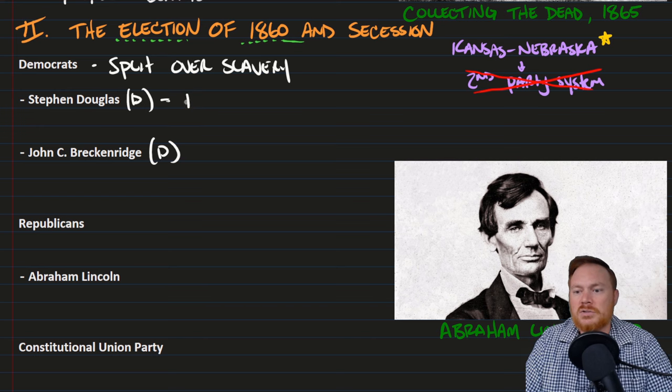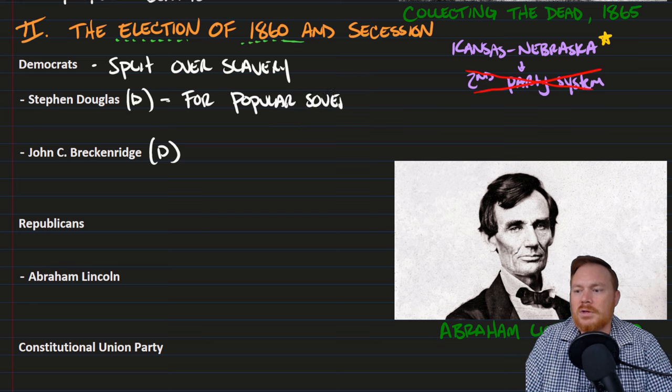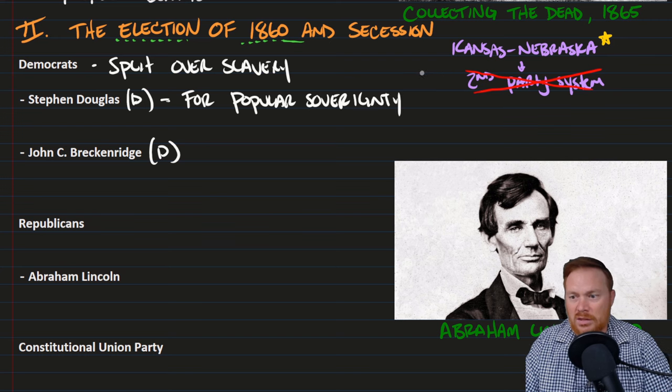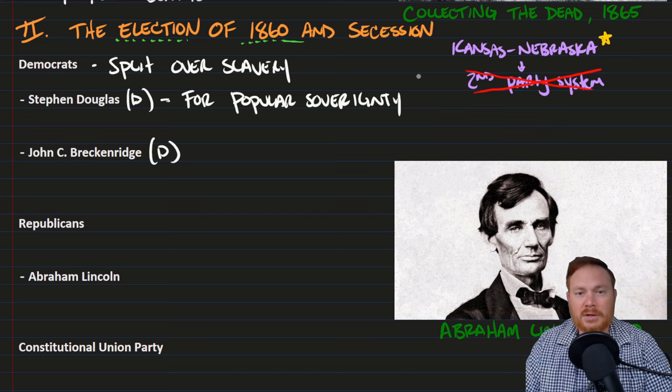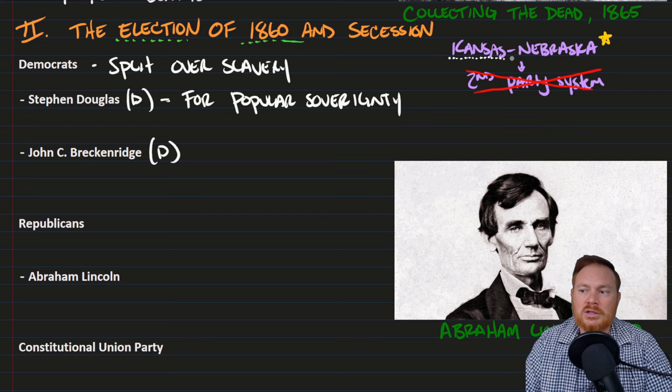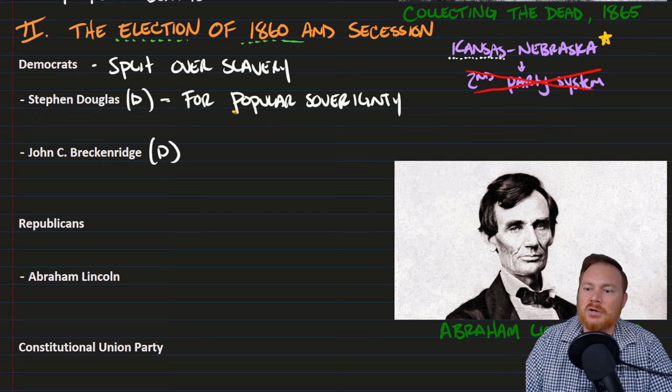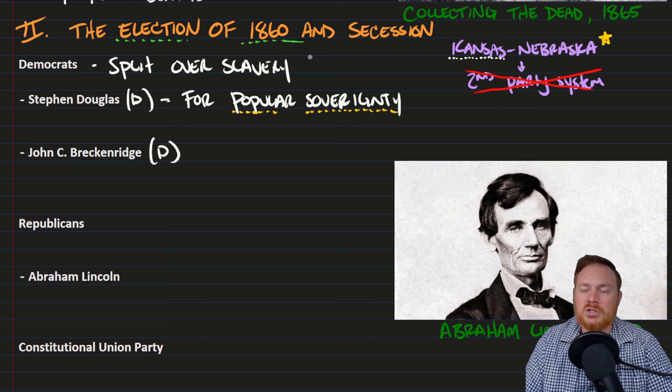Stephen Douglas runs on popular sovereignty. This is a good key term to know. Popular sovereignty is the idea of voting for slavery in a specific territory. So when it came to Kansas, when they opened it up for popular sovereignty, there were some people that said, we want free Kansas. There were some people that said, we want slave Kansas. And then there was Stephen Douglas that said, look, I don't really care if it's free or slave. I just want a legitimate vote. And so his position is free or slave, just as long as the voting is legitimate.